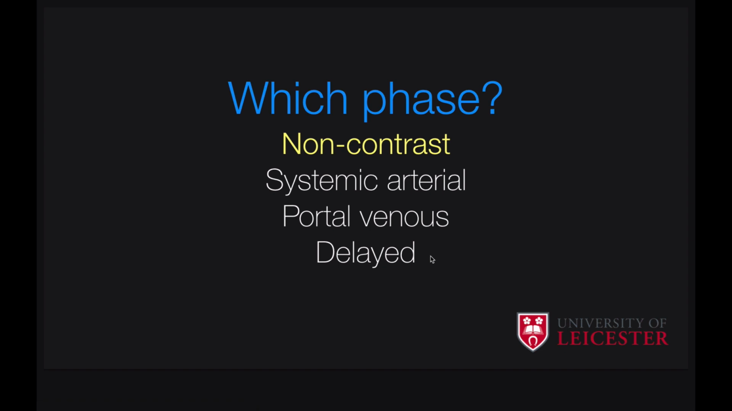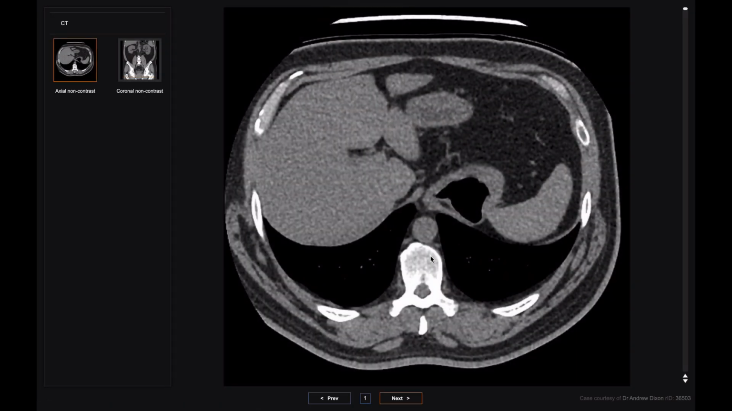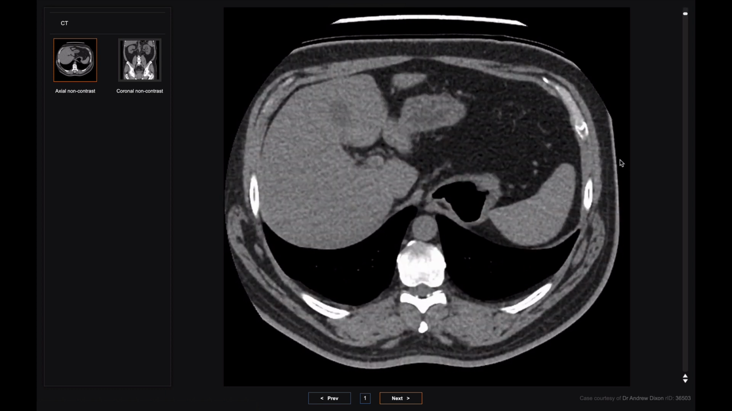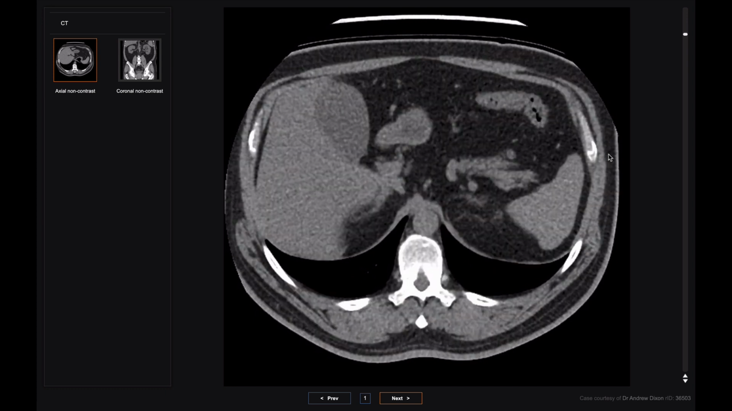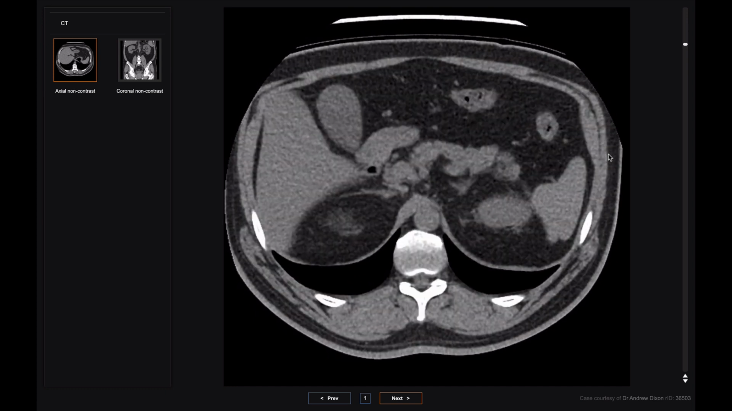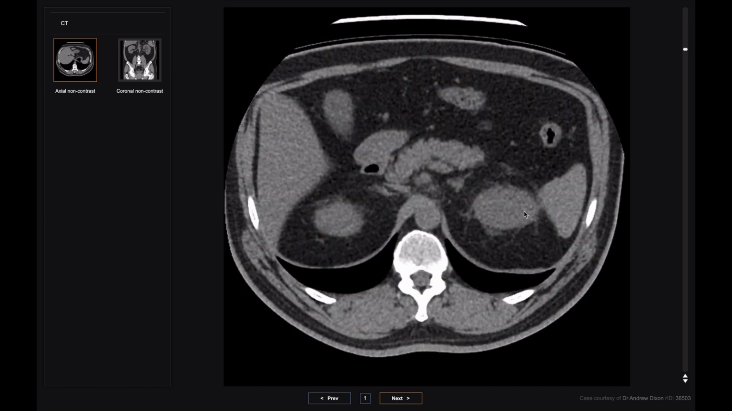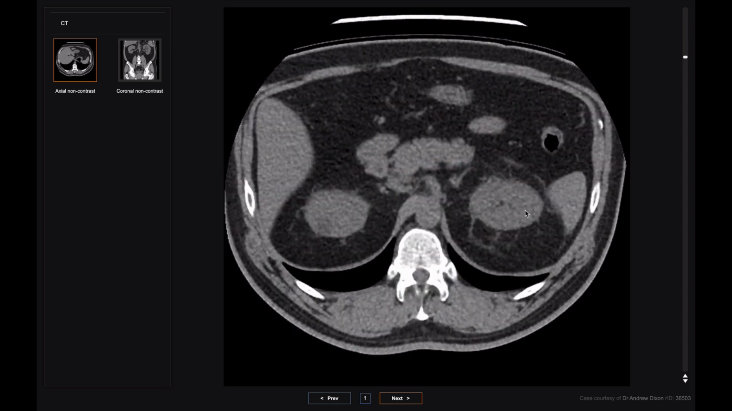So let's start looking at some examples of different phases. Let's start with a non-contrast CT. The most typical example of this is a CT KUB, which is the one I've said already, is for looking for renal stones. The reason we don't need to give contrast is because stones are dense because of the calcium content, so they'll stand out within the soft tissues when we see them.